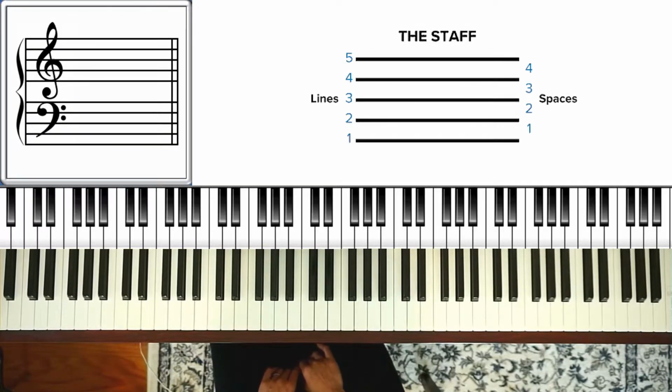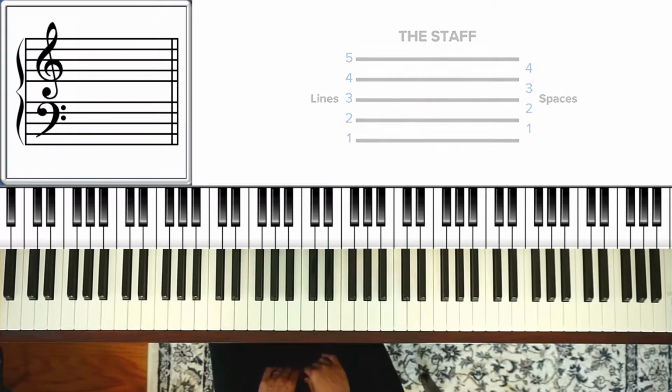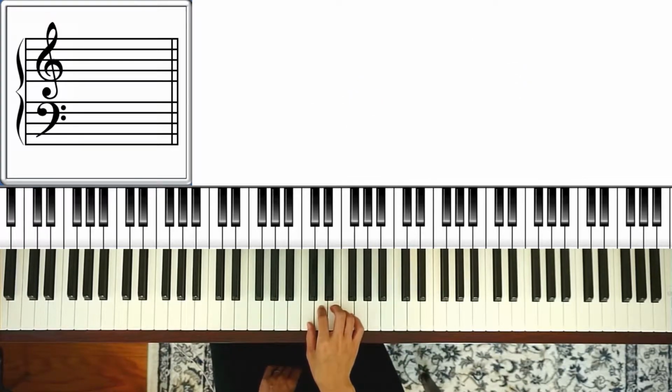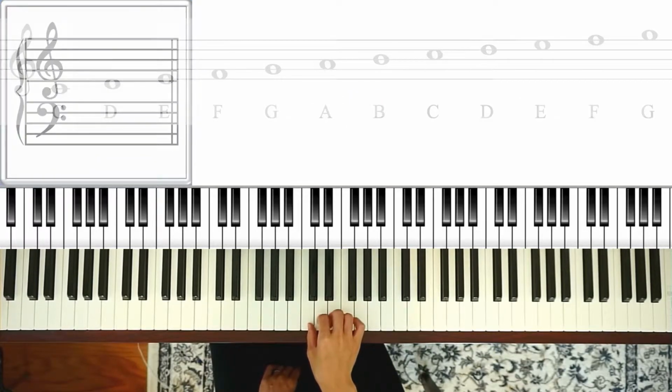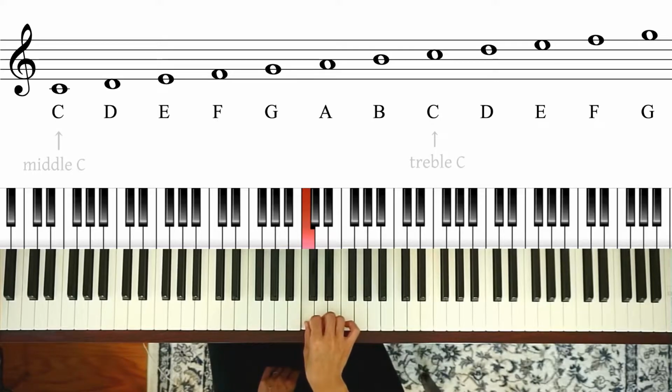And notice that for each clef, we have 5 lines, and in between those 5 lines, there are 4 spaces. So each of these lines and spaces will give you a note on the piano. So let's go over the notes on the treble clef first. From middle C. Middle C is usually the lowest note on the treble clef, at least for now.